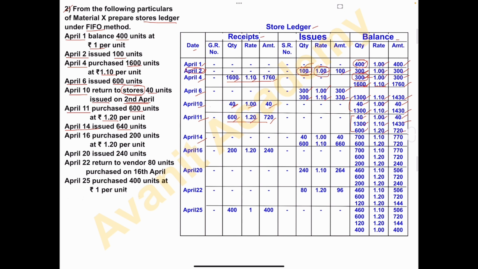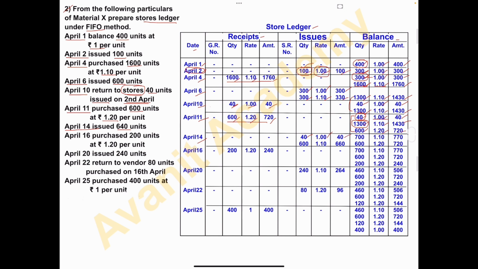So total how many units we have to issue? 640. So what we'll do? First we'll issue this 40 and remaining 600 will take from this 1300 units. So first we'll take 40 units. This 40 units, rate per unit is rupee 1. So write here rupee 1 and the amount is 40.